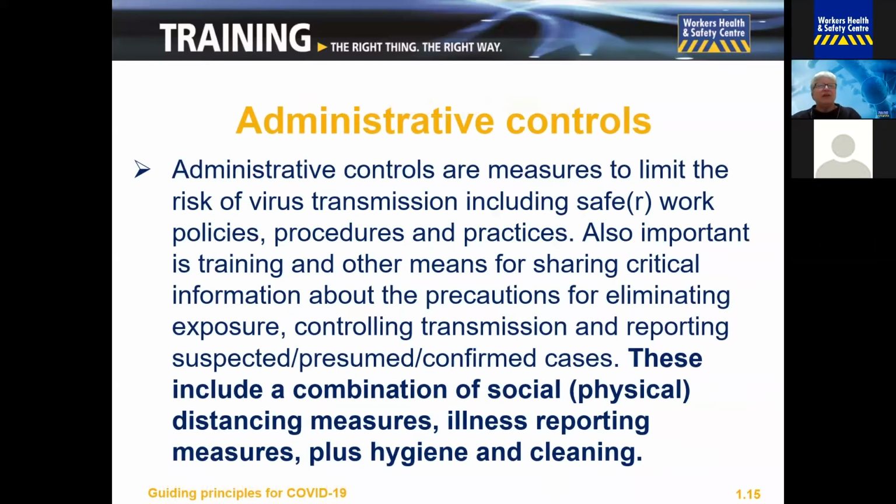Administrative controls are measures to limit the risk of virus transmission, including safe work policies, procedures, and practices. Worker training and other means of sharing information is also important. It is crucial that workers understand the precautions which are being taken to eliminate exposure and control transmission. These include a combination of social distancing measures and hygiene and cleaning.